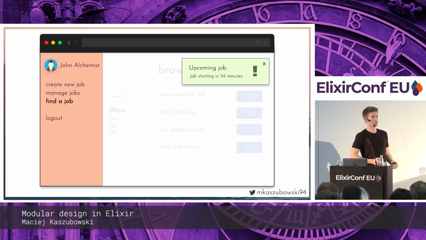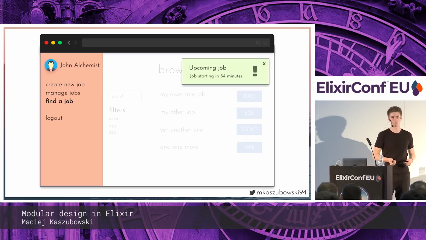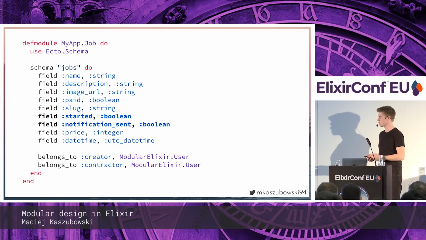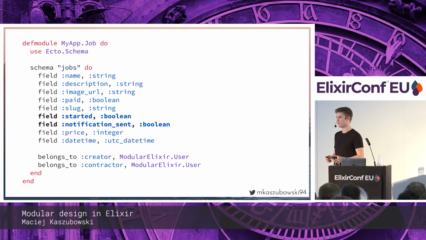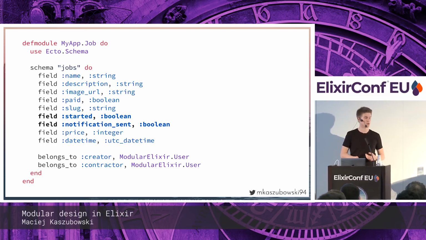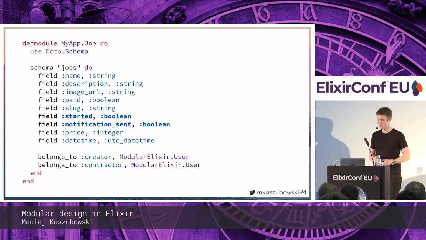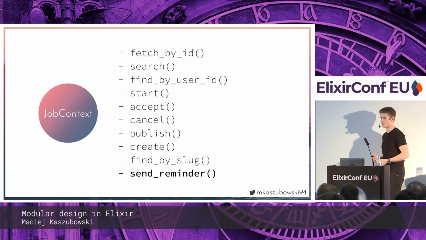So to do that, we need to store another piece of information. We need to know if the job has been started and if the notification has already been sent, because we don't want to send notifications for jobs that are already started because they are pointless from the user perspective, and we only want to send notification once. We also need to add another function.